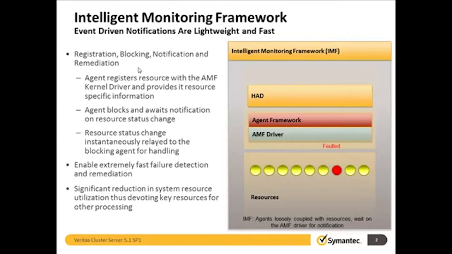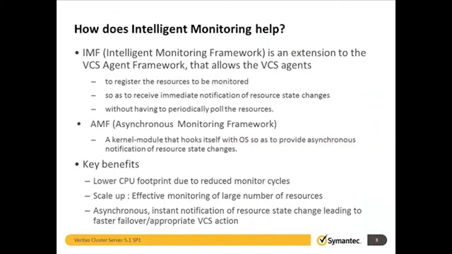The benefits of using Intelligent Monitoring Framework include immediate resource state change notification and no CPU cycles to run the monitor processes on a continuous basis. The key benefits are a lower CPU footprint, the instant notification we just talked about, and the ability to scale to a larger number of resources on a cluster node without impacting that node's performance. Essentially, this is a green technology feature, as it allows customers to make better use of their CPU resources for their applications and not for their clustering software.